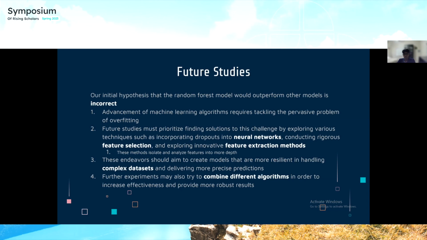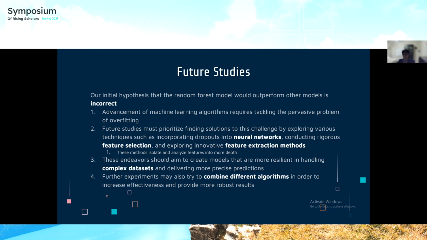So let's talk about some future studies. Firstly, our initial hypothesis that the random forest model would outperform the others was incorrect, as all three models experienced overfitting and therefore had the same level of results when looking at the larger scheme of things. So in future studies, it's very important that the advancement of machine learning algorithms can tackle the pervasive problem of overfitting. We truly need to solve this issue, because if not, you'll never be able to create a model that is able to detect fake news at a variety of different sources.